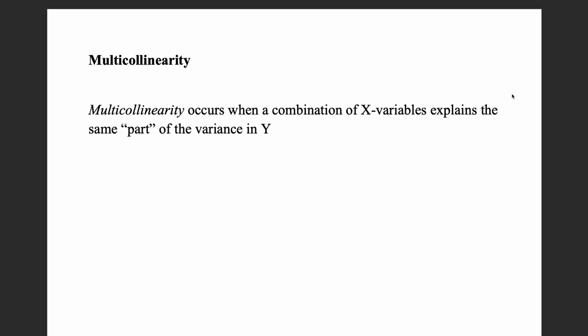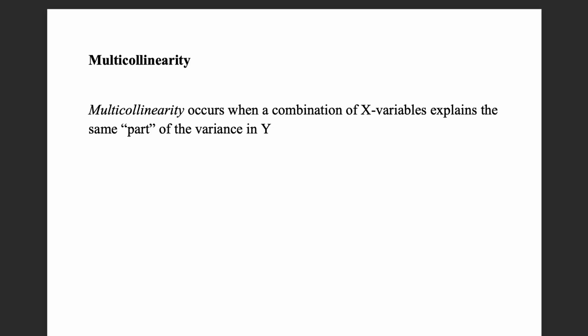And if that becomes very, very small, it means that there isn't a lot of information that we are basing these coefficient estimates on. And that is what multicollinearity is. It is what happens if you have a combination of x variables that really largely explain exactly the same part of the variance in your dependent variables.